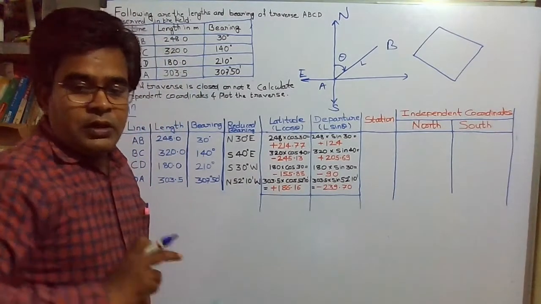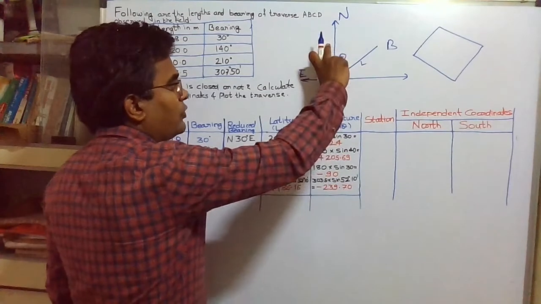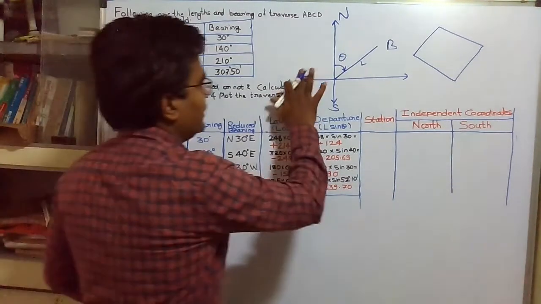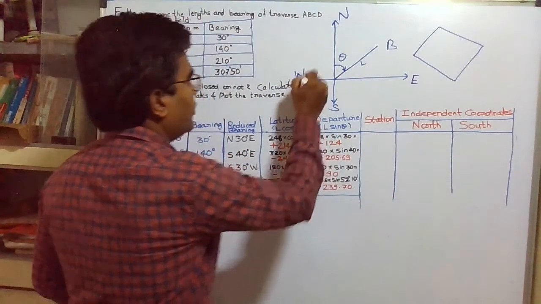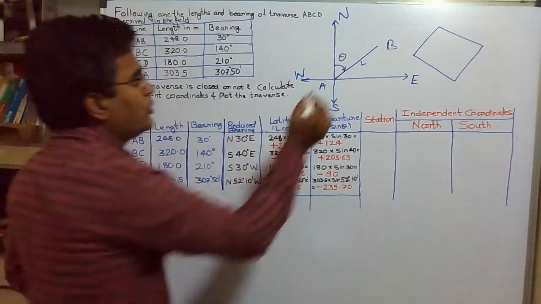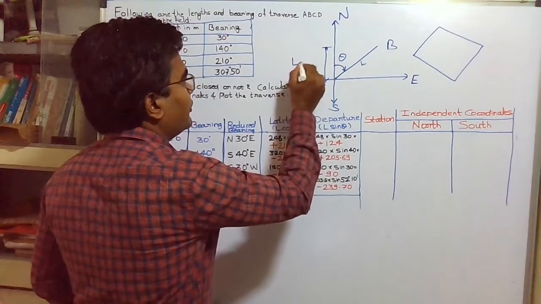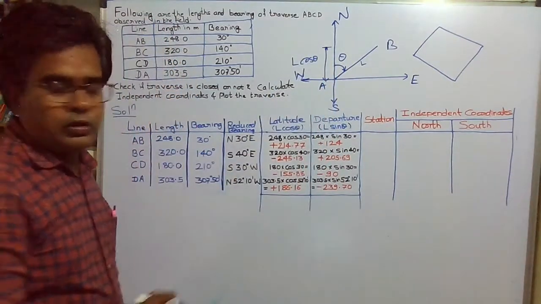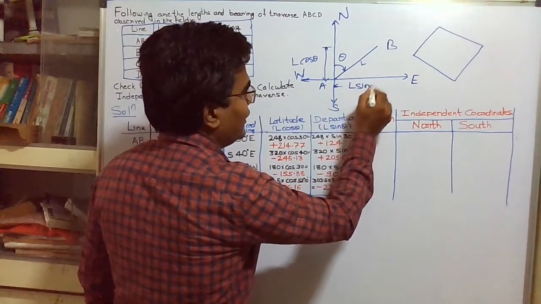What is actually latitude and departure? It is the length of a line. Latitude is the length of a line parallel to the north-south direction, and departure is the length of a line parallel to the east-west direction. Here it is east and here it is west. Latitude is nothing but L cos theta, along the north, and departure is L sin theta along the east-west.